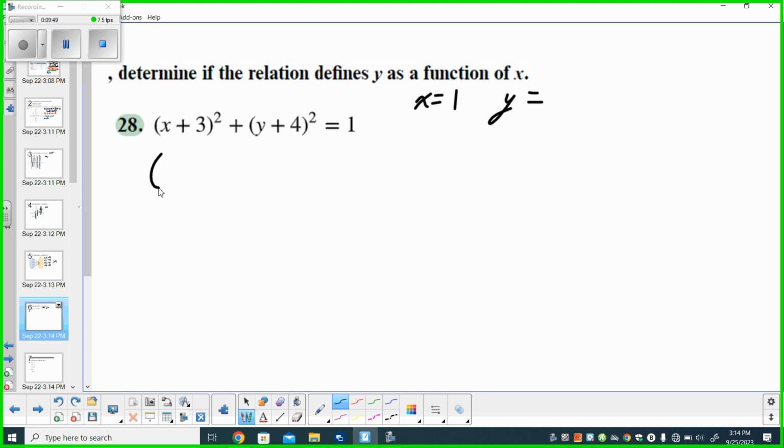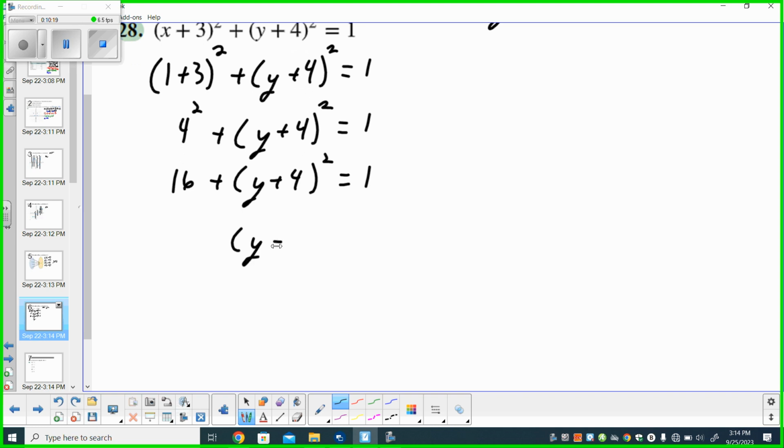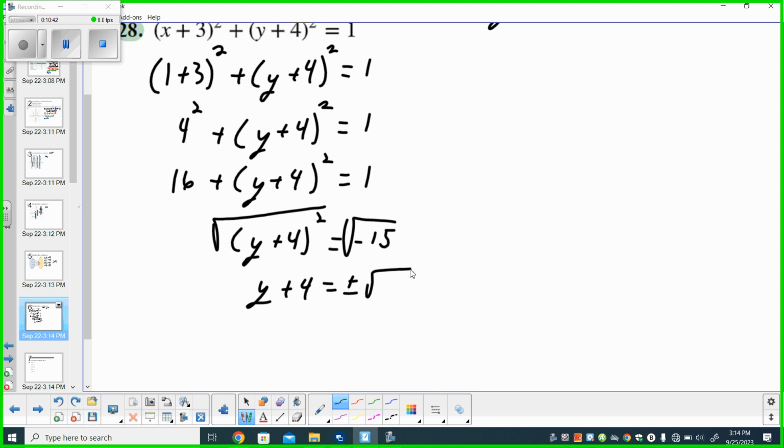All right, so when I do this, I get (1 + 3)^2 + (y + 4)^2 = 1. And you get 1 plus 3, which is 4 squared, plus (y + 4)^2 = 1. Then we get 16 + (y + 4)^2 = 1. Subtract the 16 over. And so we get (y + 4)^2 = -15. And the way we get rid of a square is we take the square root of something. But don't forget that you must take a plus or minus. So this becomes y + 4 = ± the square root of -15.